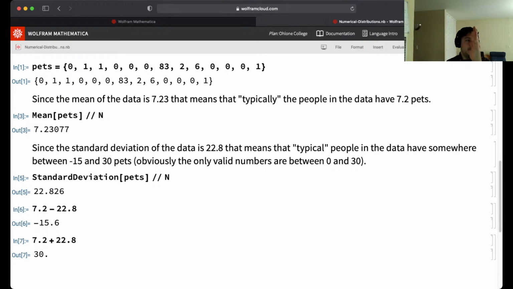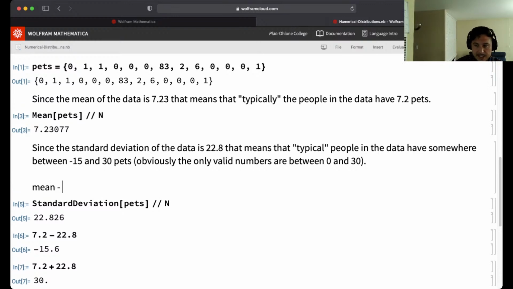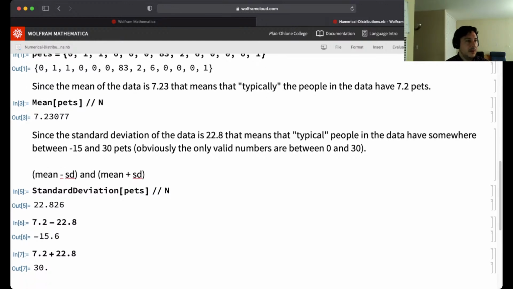Yeah, so you start in the middle at the mean, and you go standard deviation minus and standard deviation plus. So let's take a note. You're always going to be between the mean minus the standard deviation and the mean plus the standard deviation. We're going to talk about this more, and there's actually a different rule that you can use, but for now we're just thinking about it this way.